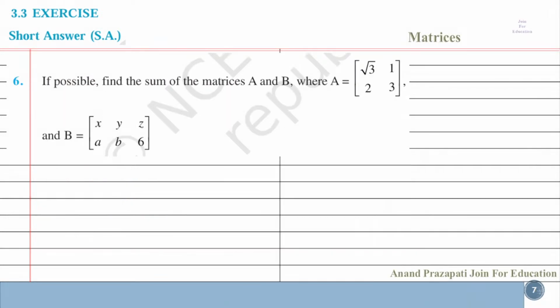Let's see question number 6. If possible, find the sum of the matrices A and B, where A equal to root 3, 1, 2, 3, and B equal to X, Y, Z, and A, B, C. So let's see the solution of this question.